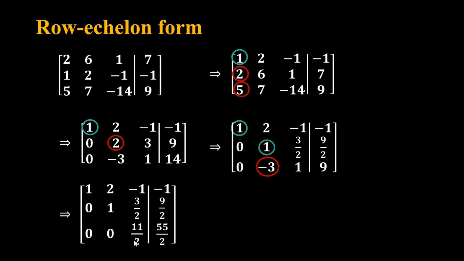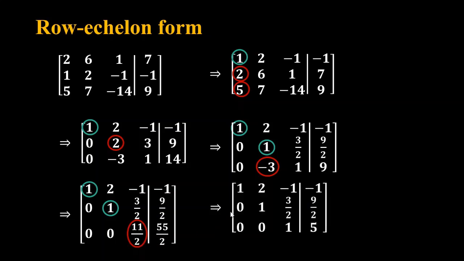Now the first non-zero entry in the first row is 1, in the second row it is 1, and in the third row the first non-zero entry is 11 by 2. We want to convert this 11 by 2 into 1, so we get 1 2 minus 1, minus 1 0 1 3 by 2 9 by 2, 0 0 1 5.